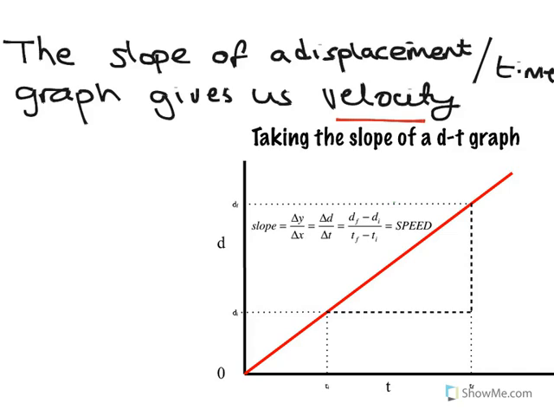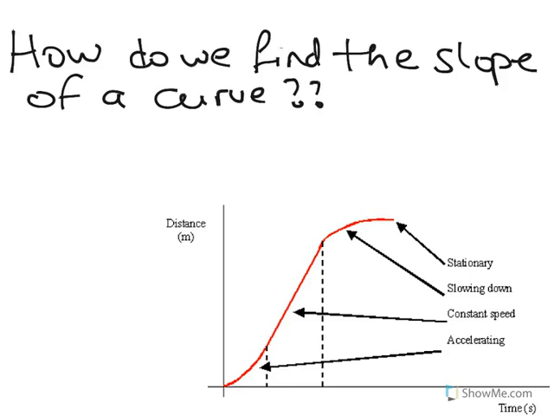Second thing is something you should all know. I'm not going to go into any detail. The slope of a displacement time graph gives us velocity. So if I take the slope of a displacement time graph, that will give us velocity. Okay. So this brings us to the next problem: what happens when my displacement time graph comes up in a curve? How do I find the slope of a curve? And that's what essentially differentiation is all about.